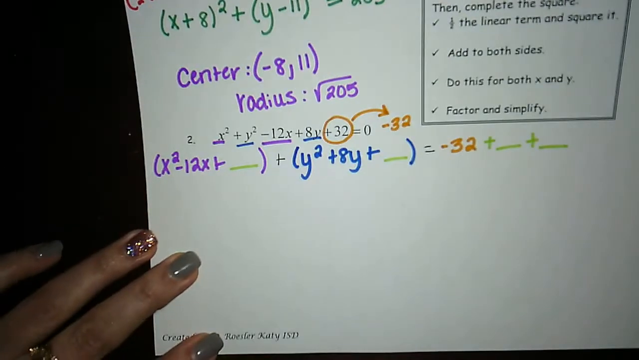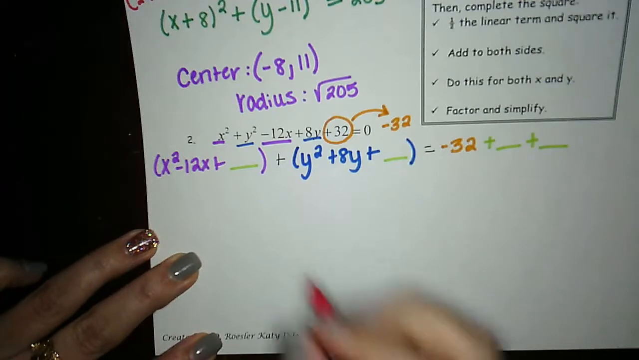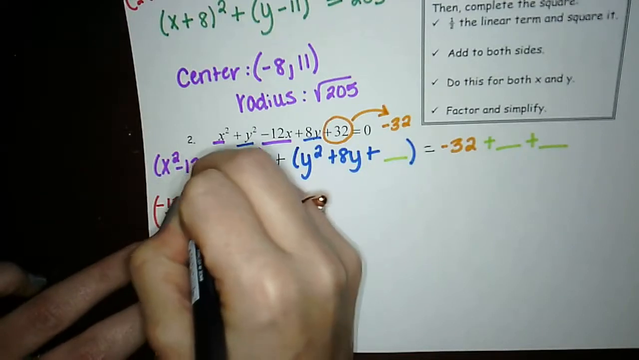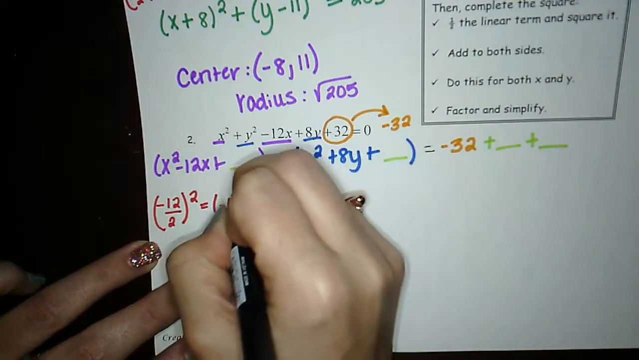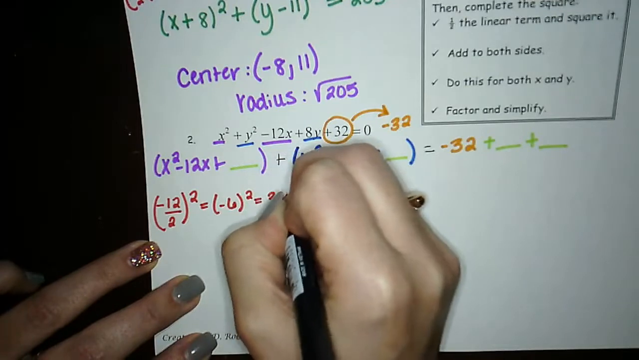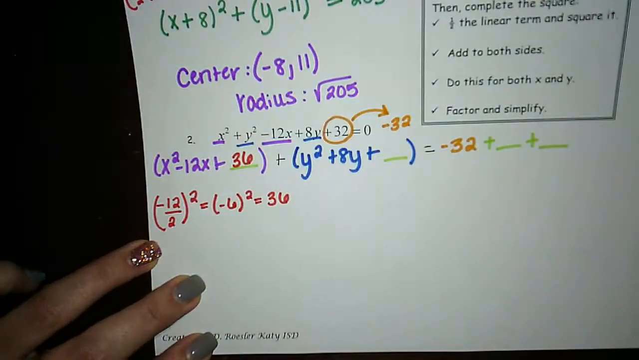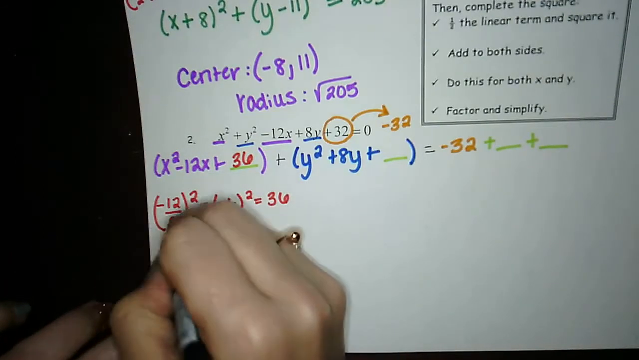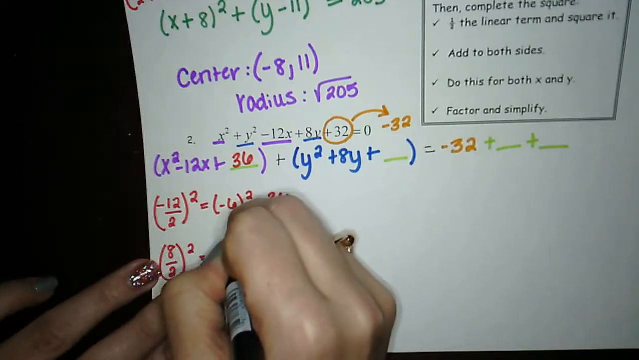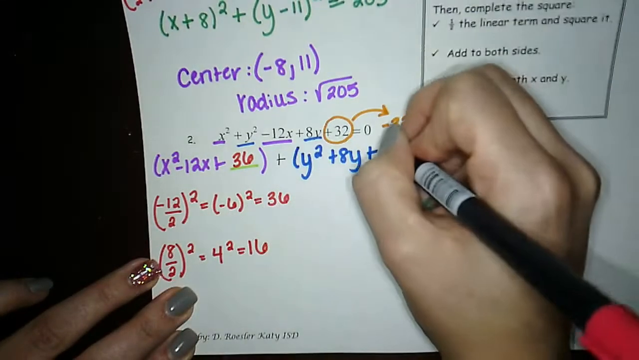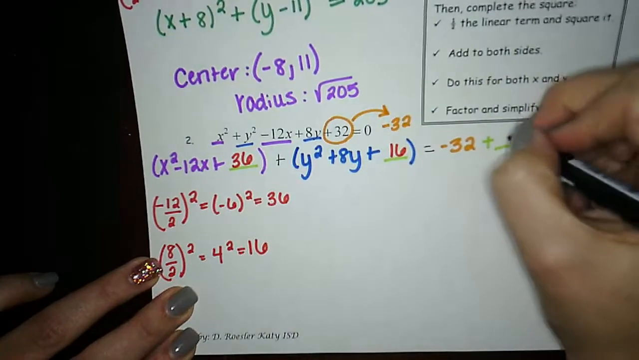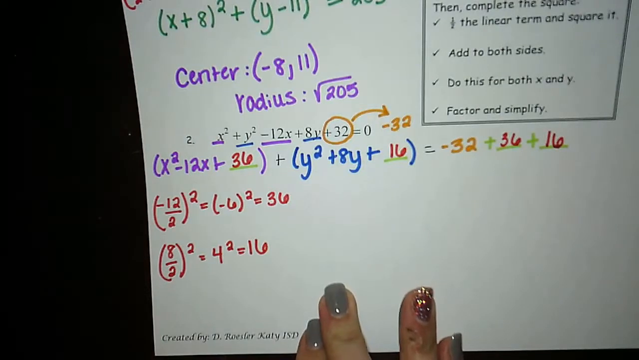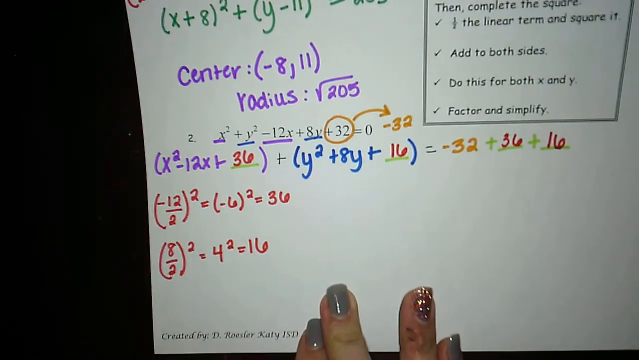Okay, now we're going to figure out what numbers are going to go into these spaces. So we take our negative 12 divided by 2, which gives us negative 6. Square that, and we get 36. Then we take our 8. Half of 8 is 4. 4 squared is 16. And again, what we do to one side, we do to the other. Always. Equal means balance. We have to keep our balance on both sides.